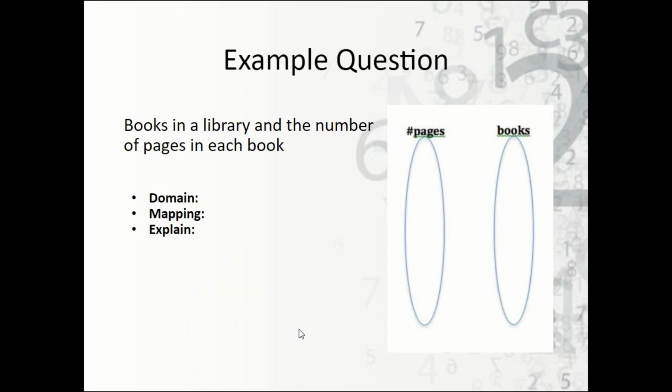So let's look at an example here. We have the books in a library and the number of pages in each book. So notice there are no actual elements. We need to use our logic here. So the domain is the number of pages.